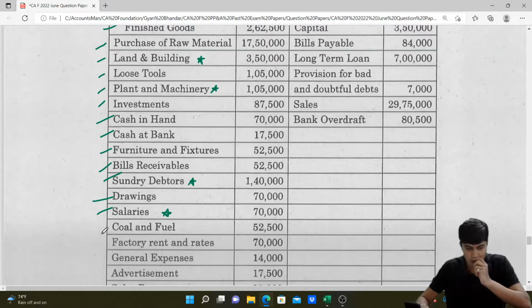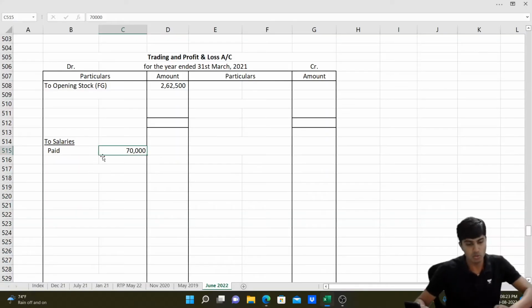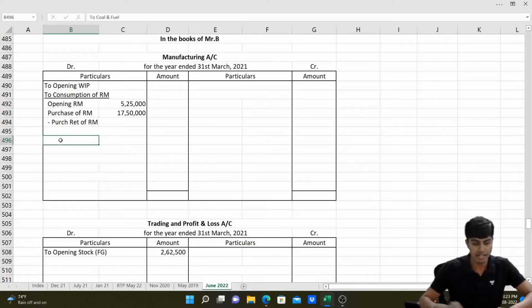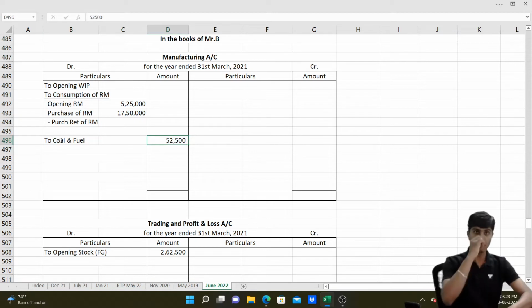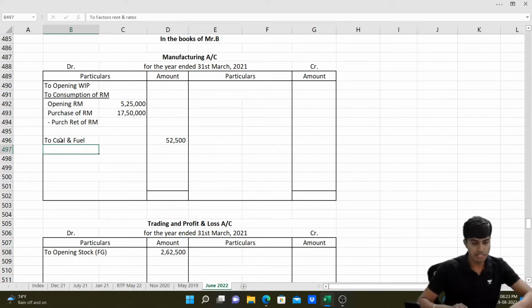Then we have coal and fuel. Coal and fuel will be usually used in manufacturing. So 52,500 will go to manufacturing account. I'll write them as expenses. Coal and fuel 52,500. You guys get that?